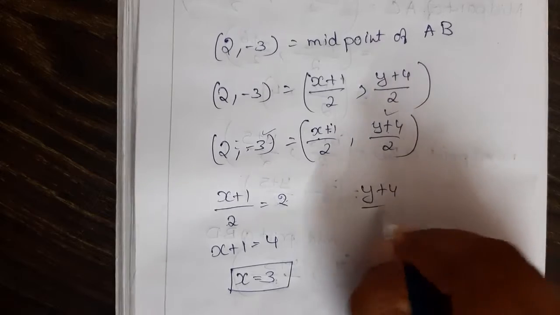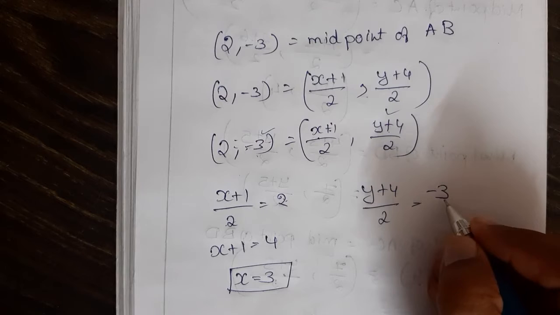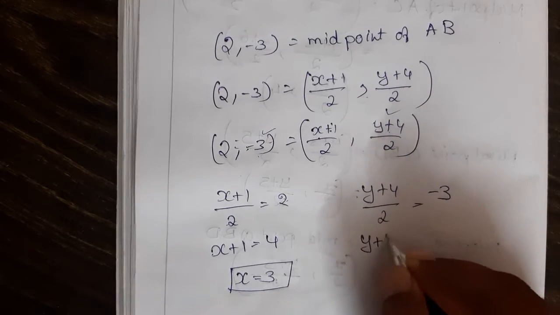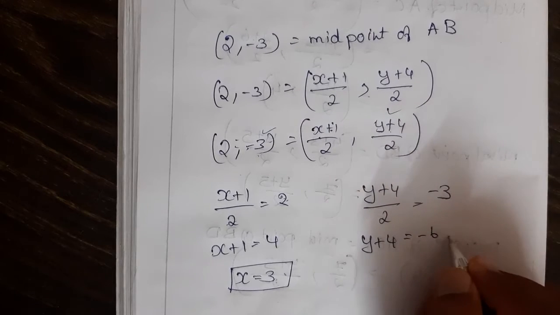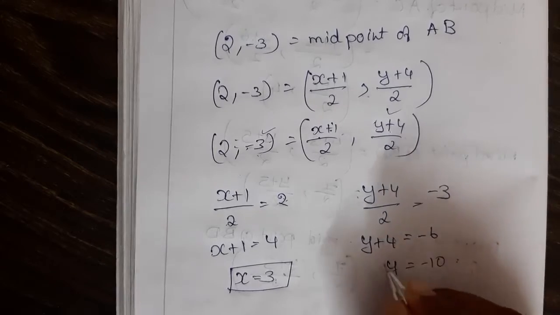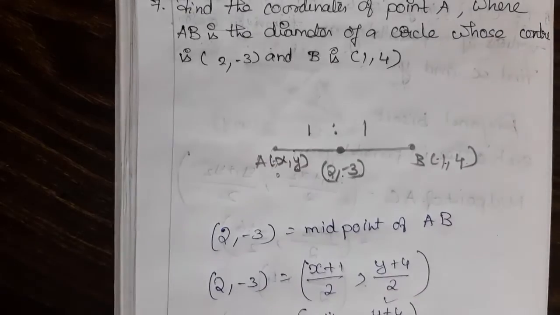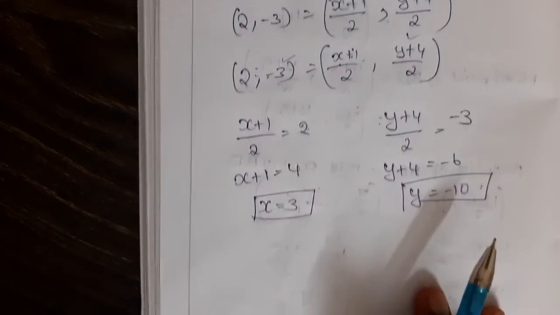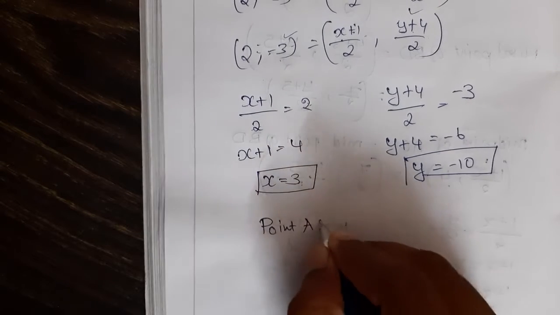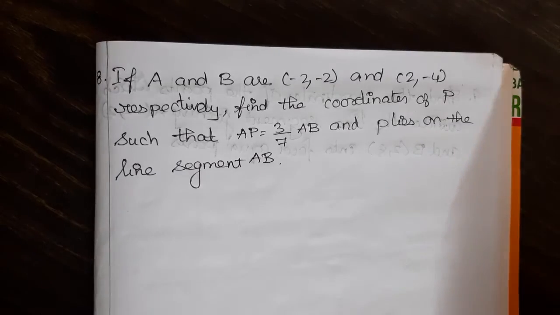So (y + 4)/2 is equal to -3. If you take the 2 here, it will become -3 into 2, which is -6. So y + 4 is equal to -6. If you take the 4 across, it will become -4. So -6 minus 4 is -10. So y is equal to -10. So the required point A is (3, -10). Right? Here we go for the next problem.